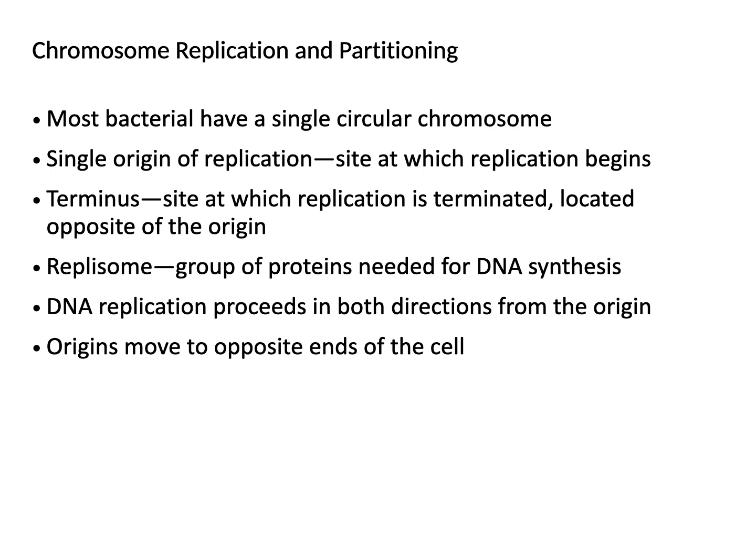So when we take a closer look at chromosome replication and partition, we're going to see a figure in our next slide, but just to give you a little bit of background on it prior, remember that most bacteria are going to have a single circular chromosome. And so they have a single origin of replication, and that's where replication is going to begin. Replication proceeds in both directions from the origin. So where it terminates, or the terminus, is going to be on the opposite side of where the origin begins.